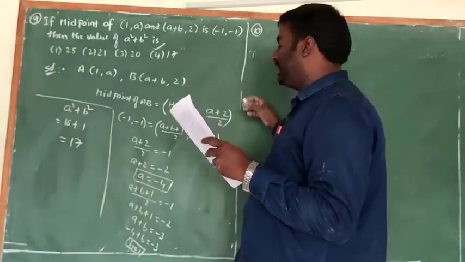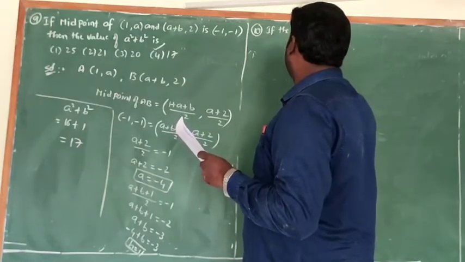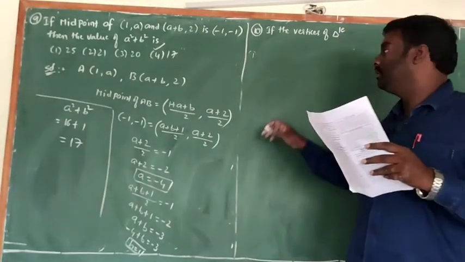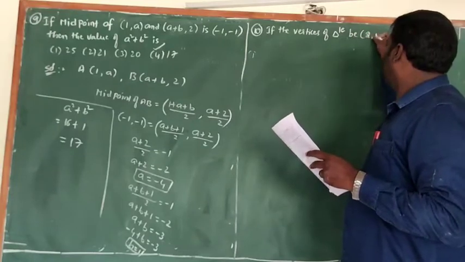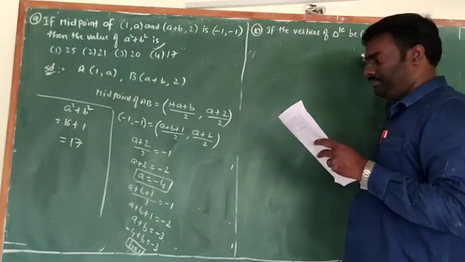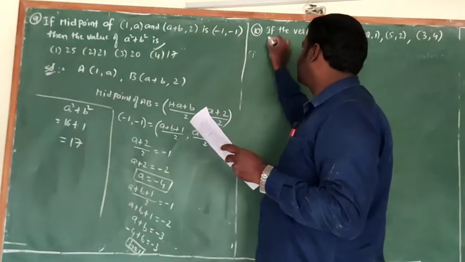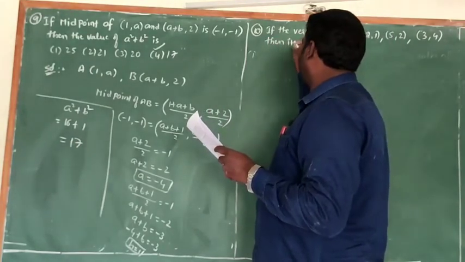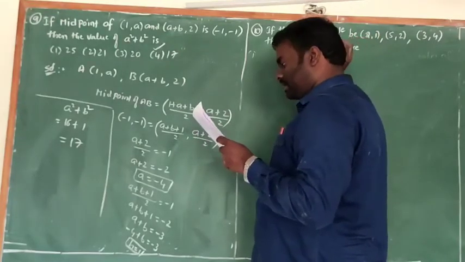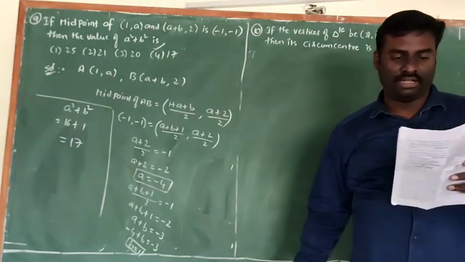If the vertices of a triangle be 2, 1, 5, 2, 3, 4, then its circumcenter is, we need to find the circumcenter of the triangle.